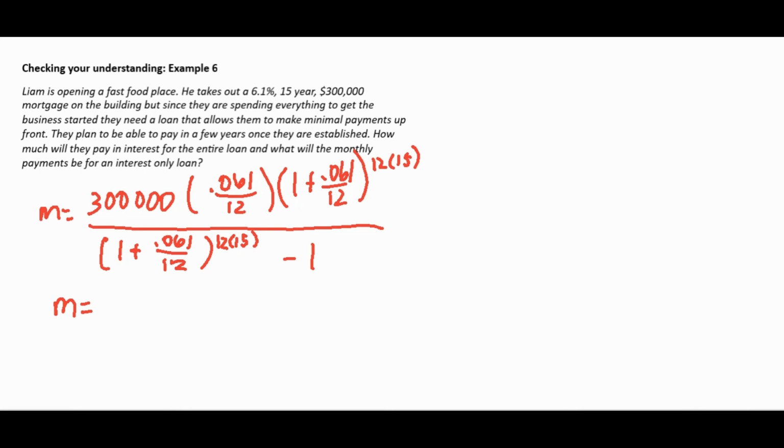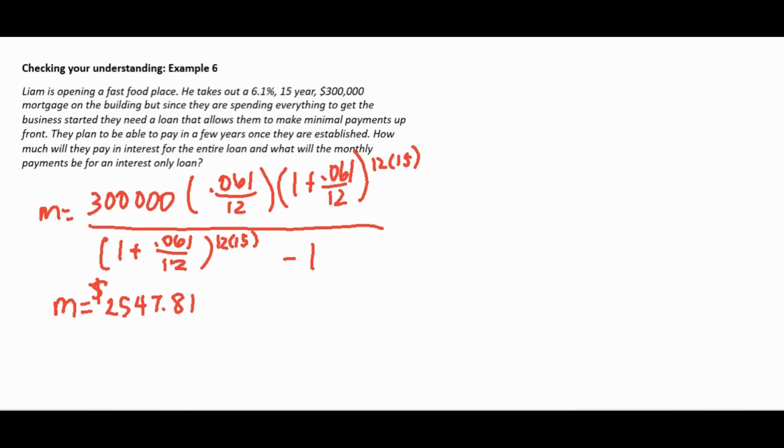And when we plug this into the formula, I'll give you time to write it. It's 300,000 times 0.061 divided by 12, close parentheses, open the parentheses, 1 plus 0.061 divided by 12, close the parentheses, raise it to the 12 times 15 power, divided by 1 plus 0.061 divided by 12, close the parentheses, raise it to the 12 times 15 power minus 1. All right, big old formula, right? Okay, so when we plug that into the calculator, we figure out that the monthly payment is going to be $2,547.81.